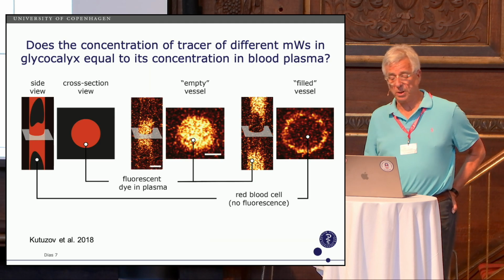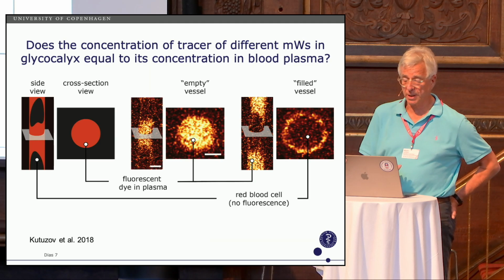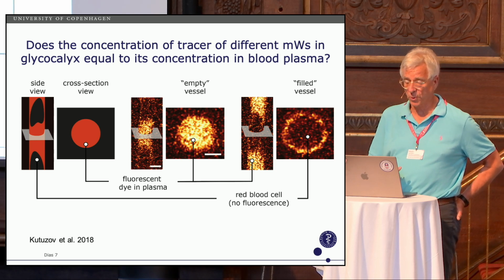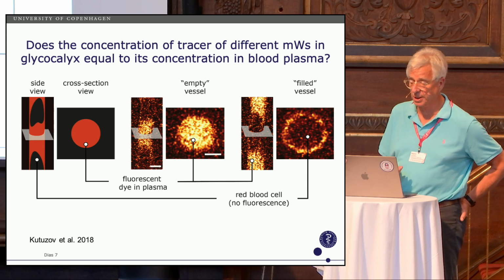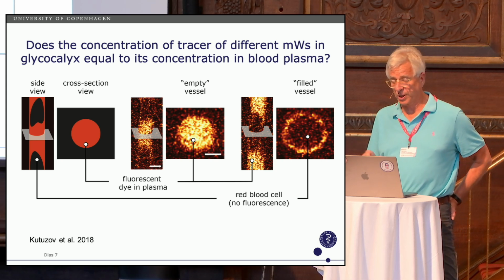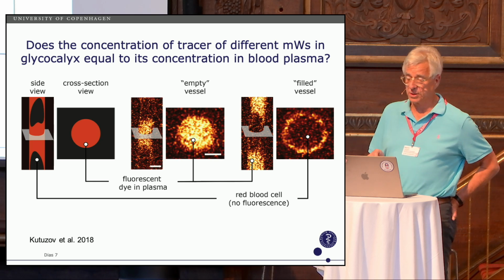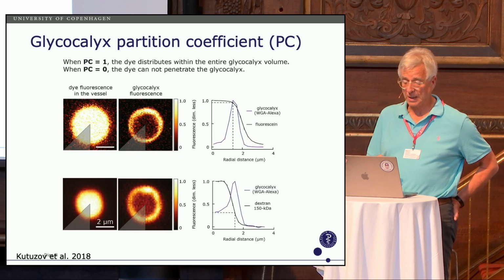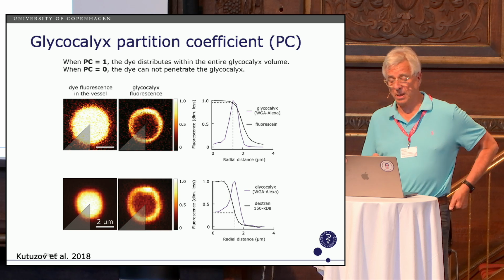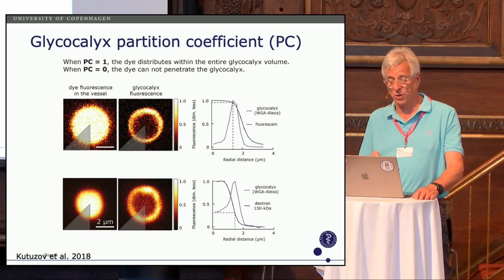So we can put the fluorescent dye in plasma here, and we can work with an empty vessel where there's no red blood cells, and we can work with a filled vessel. What you see as a corona around the red cell is in fact the glycocalyx. Then we can calculate how much of an injected molecule actually gets into the glycocalyx, and we can see that here on the top part of the slide.